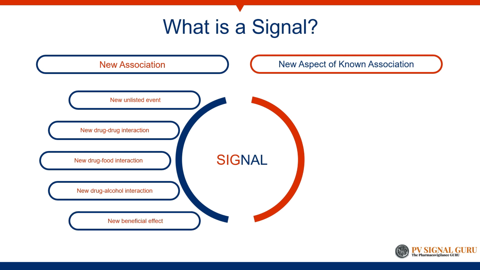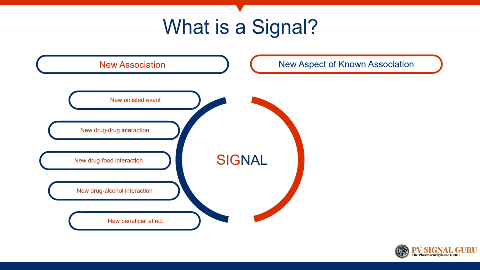And finally, it can also be a new beneficial effect. A drug originally approved for treating diabetes is found to have beneficial effect on reducing the risk of heart attacks in diabetic patients. This new beneficial effect may lead to expanded indications for the drug, updating labeling, and new marketing strategies to highlight the additional benefits.